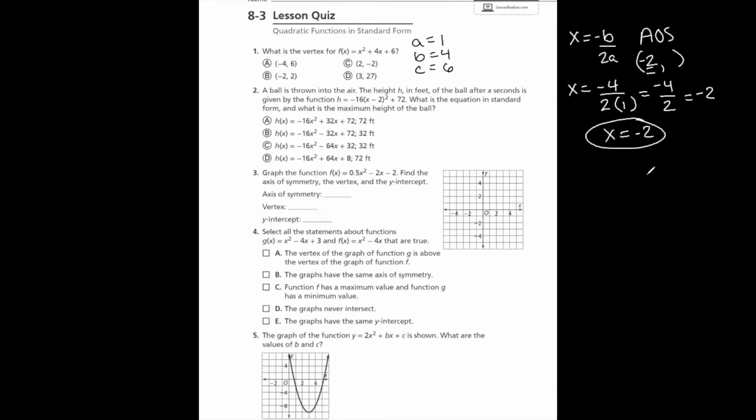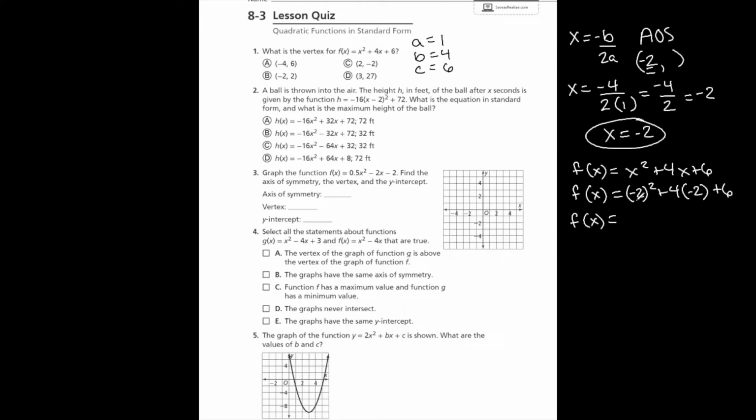In order to find the y value, I'm going to take my equation. So f of x equals x squared plus 4x plus 6. I'm going to take out the x and I'm going to replace it with negative 2. So f of x equals negative 2 squared plus 4 times negative 2 plus 6. Make sure anytime you take out a letter or a variable from your equation that you replace it with parentheses around your number. So let's go ahead and simplify using order of operations.